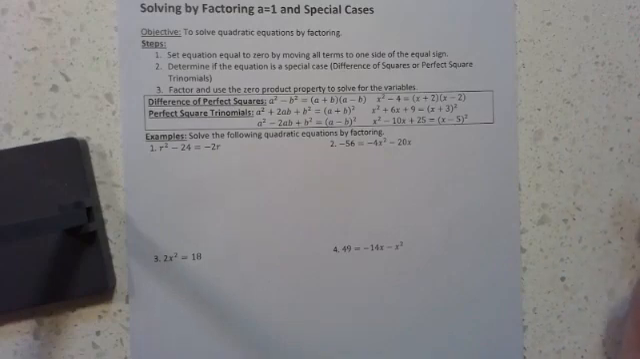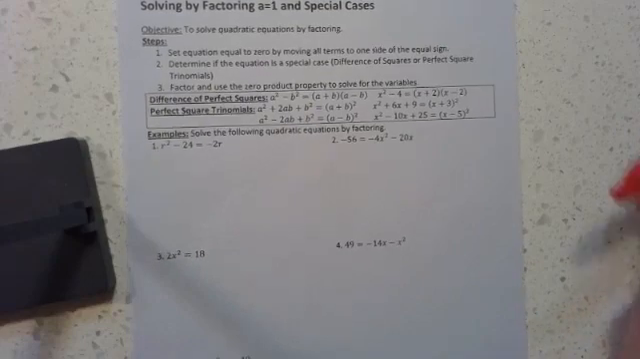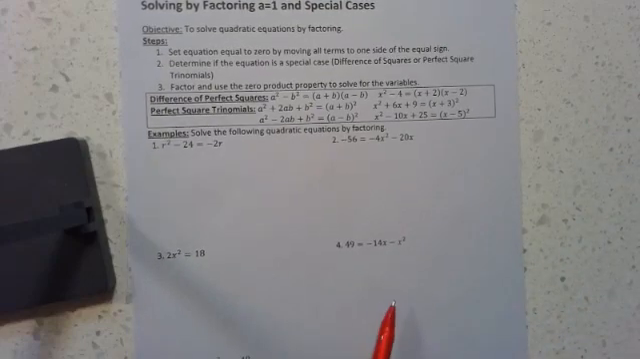Then after we set it equal to 0, we determine how we're going to factor this equation, either by using normal factoring methods or one of the special cases like difference of perfect squares or perfect square trinomials. After that, we're going to factor and use the zero product property in order to solve for the variables. All right, so let's take a look at number 1.